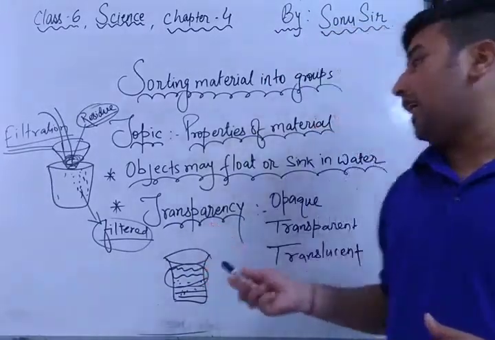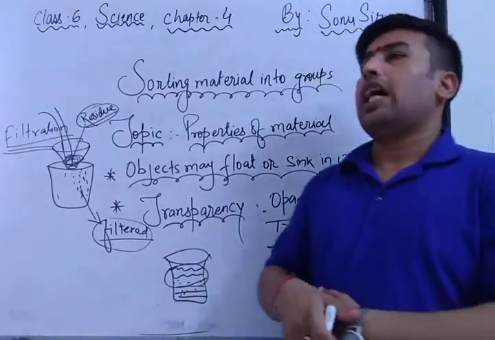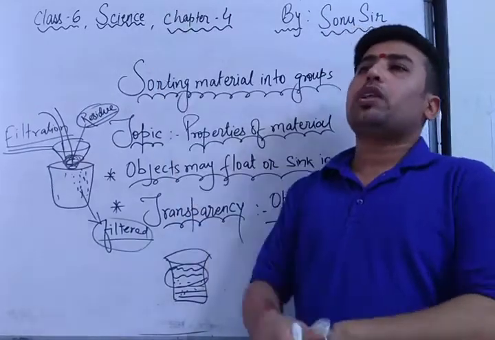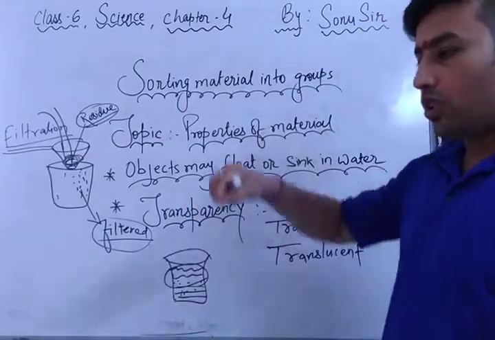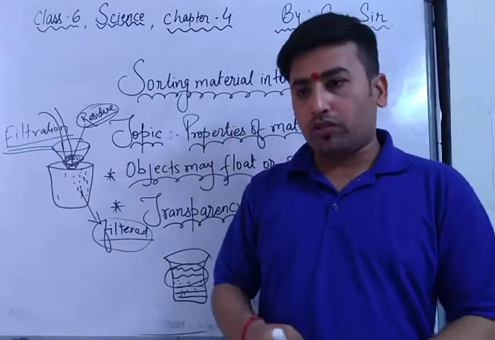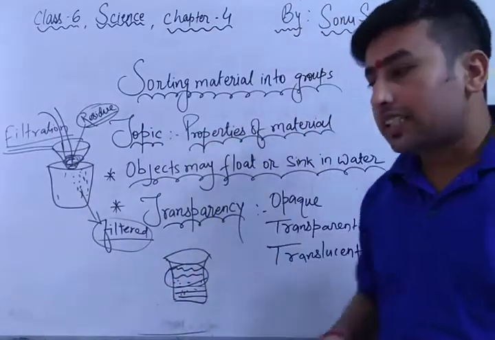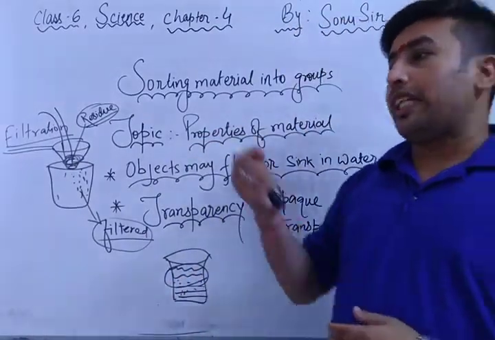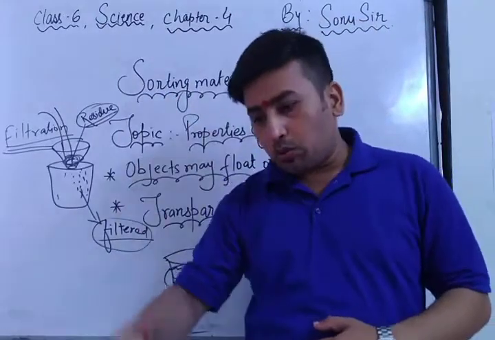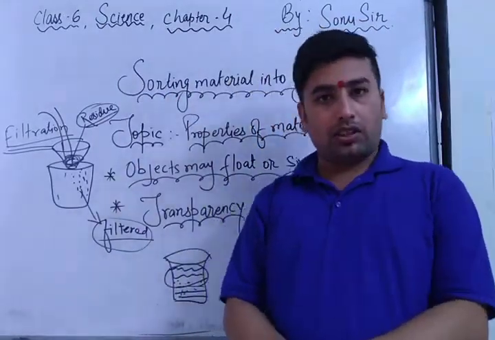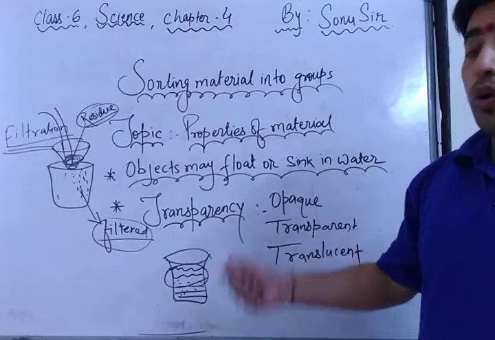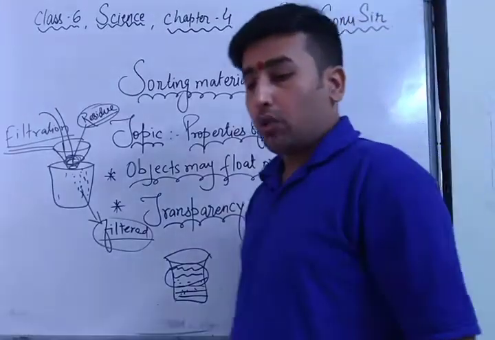Now, sinking material or floating material. For example, just suppose if you put a paper boat on a river or a pond, you will see it's not going inside, it's floating on the water. But if you take a needle and put it in the water, it will go down, it will sink in the water. So there are materials which float on the water and materials which sink in the water.